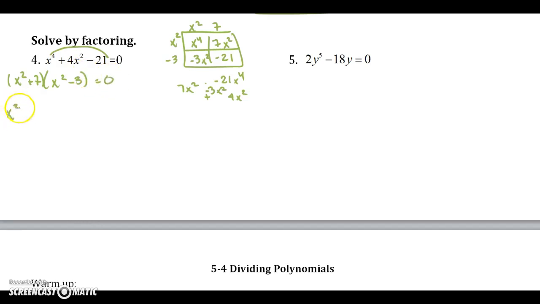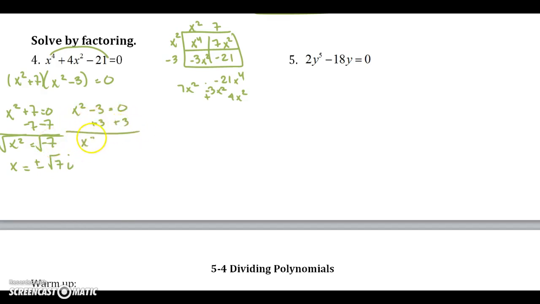Then I'm going to solve each set. X squared plus 7 equals 0, x squared minus 3 equals 0. Minus 7, x squared equals negative 7. Square root both sides, x equals positive and negative radical 7i. And then for this one, plus 3, x squared equals 3, square root. This will be positive and negative radical 3. Those are your 4 answers there.